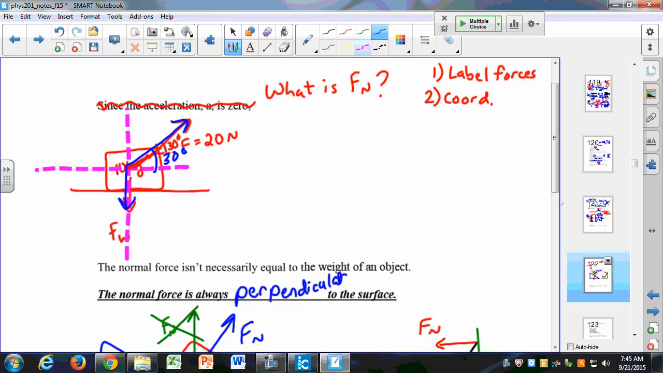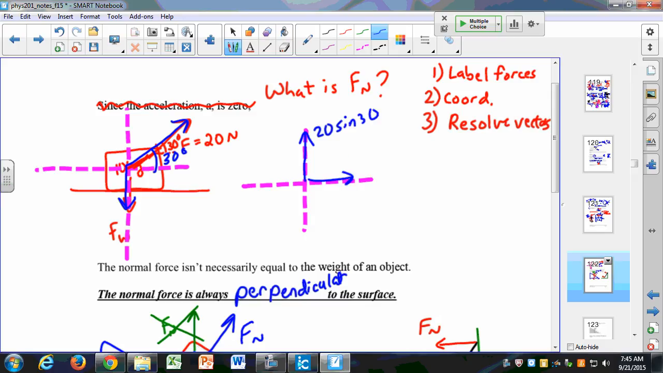The next thing that I want to do after I draw my coordinate system is resolve my vectors. I'm going to draw a new coordinate system, just redraw it. Now I have on this axis 20, what, cosine or sine? Sine of 30, right? Over here, I have 20 cosine of 30. And then on here, I have the weight, which was 100 newtons.